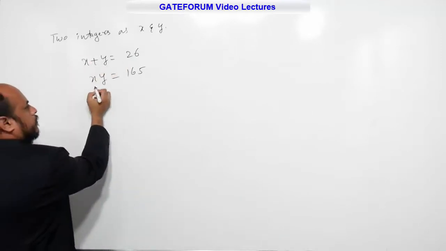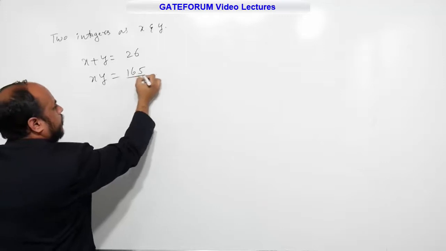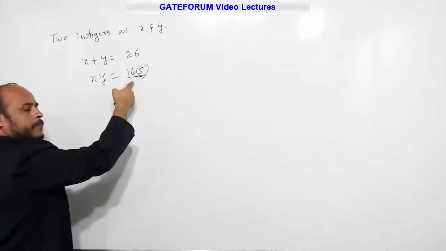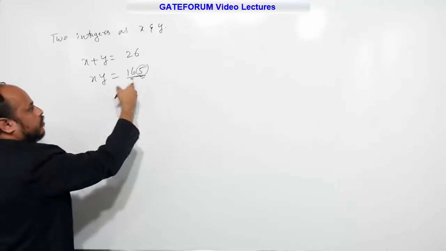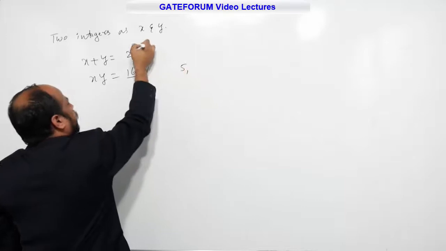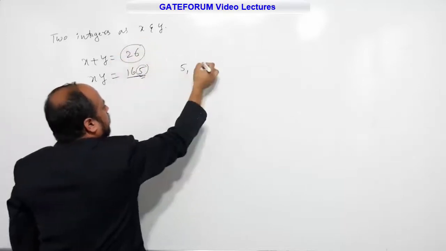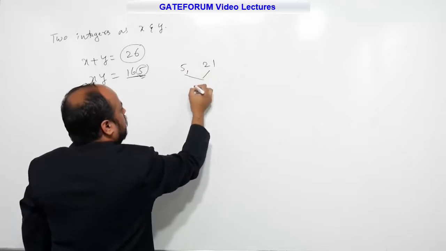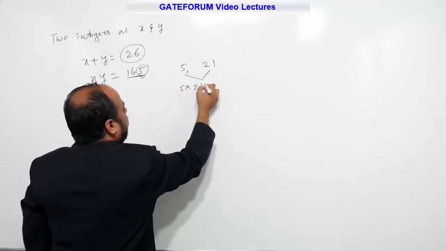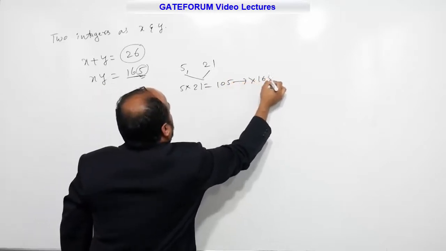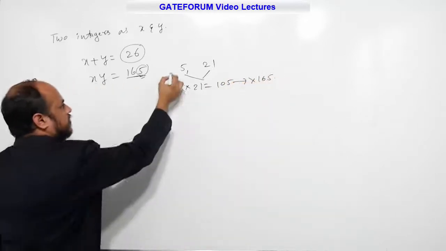Observe here, the product of these numbers is 165. The last digit is clearly 5, meaning definitely this number will be a multiple of 5. So I will take randomly 5 as one number, but to get sum 26 I will take the other number as 21. Okay, this sum is 26, but the product, 5 into 21, is 105. So this is not 165. Okay, next another case. This is case 1.